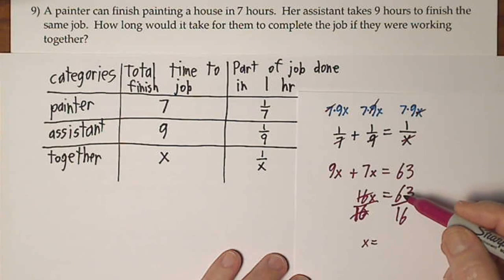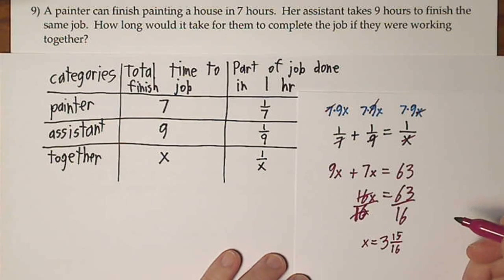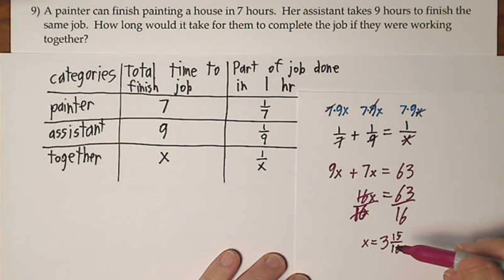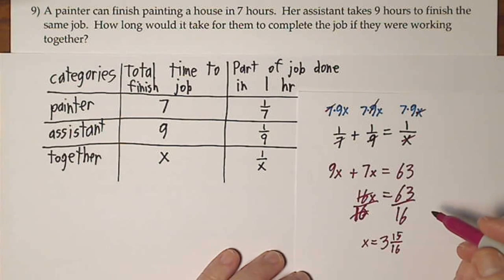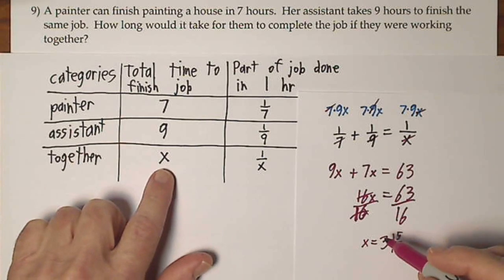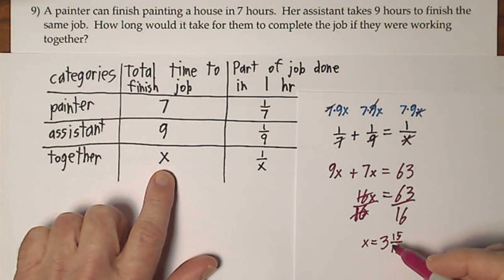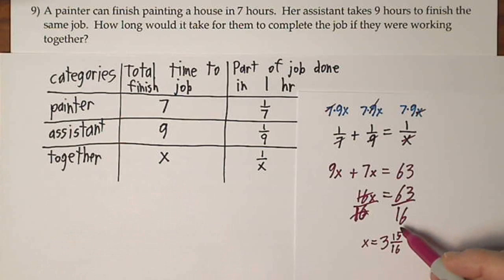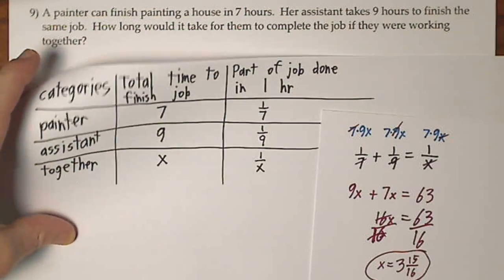4 times 16 is 64. So it's 3 15/16. So that's what our x is equal to, and we can actually say that they can do the whole job in just under 4 hours if they work together. Okay, we'll take a look at the next one.